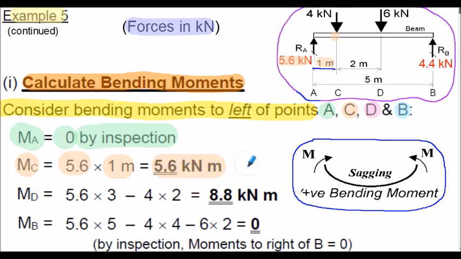Notice it's a positive bending moment because of the effect it has on the beam. It's trying to what's called sag the beam. Think of the force 5.6 kilonewtons multiplied by 1 meter as trying to do this to the beam. It's trying to put it into this sagging shape on the beam.